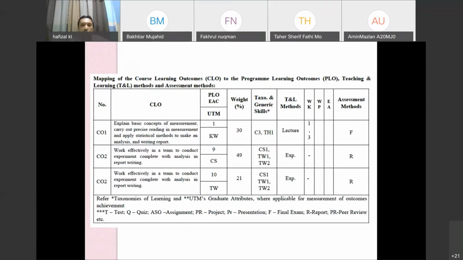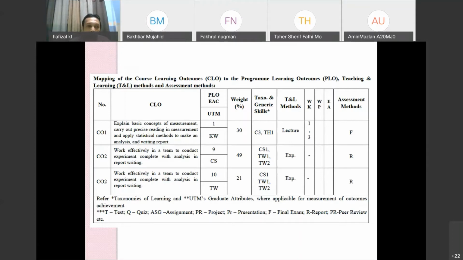In this course, we have 3 CLO. The first one is CO number 1, CO number 2, and we have CO number 3. So CO number 1 actually, we have CO number 2 only. For CO number 3, it is basically the same thing, which is work effectively in the team for the report. For the report, it refers to the lab report.